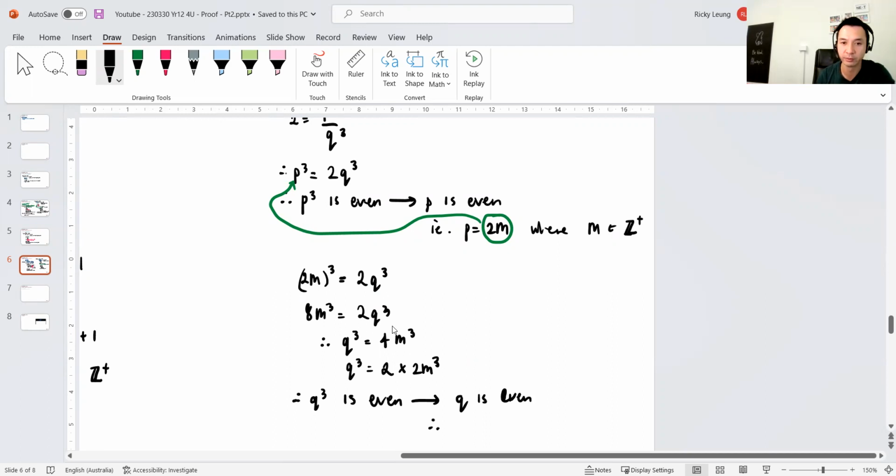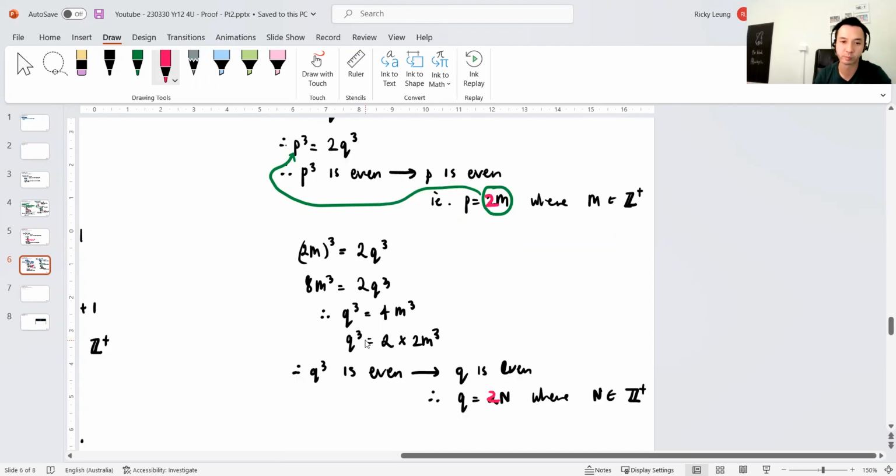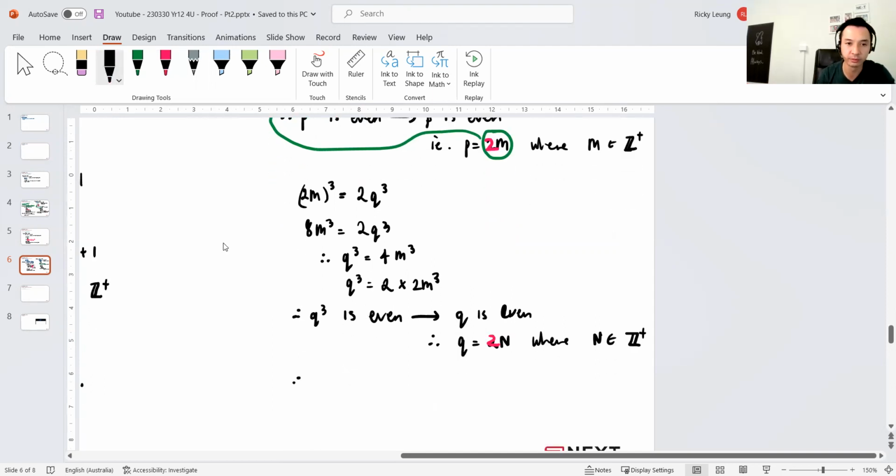All right, therefore q equals 2 times n, where n is a positive integer. Guys, in this case, that's got a 2 there, it's got a 2 there: contradiction. Therefore, p and q have a common factor of 2. Therefore, the cube root of 2 is irrational.